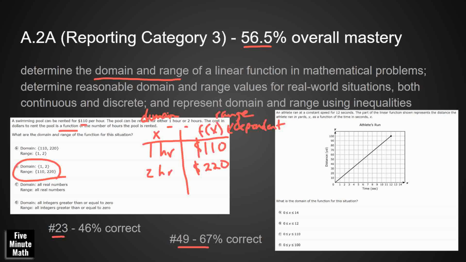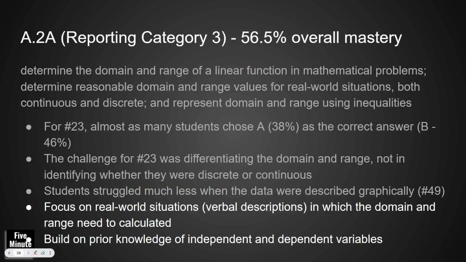For number 49, we're looking at the domain, but it's graphed for us here. Okay, so we've got it 0. And then our domain, remember, we're looking for the x values. Domain is our input values here. So it's going to go to 12. Okay, so our x is going to be greater than or equal to 0. It's a closed dot, so it's going to be less than or equal to, and we'll say 12. We won't say 14. That's just the range that we see, the domain we see listed. And so that is our answer there. 67% of us were able to get that one. So almost as many students chose A, 38%, as the correct answer.